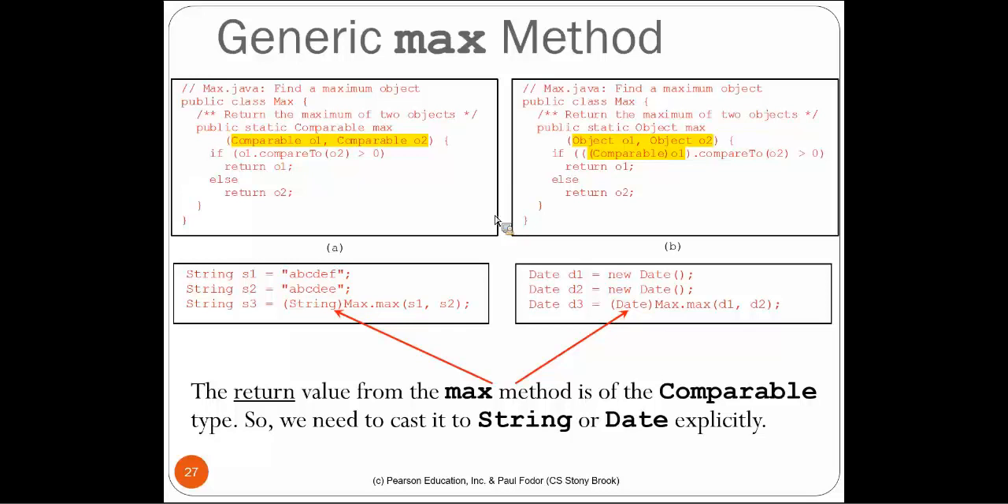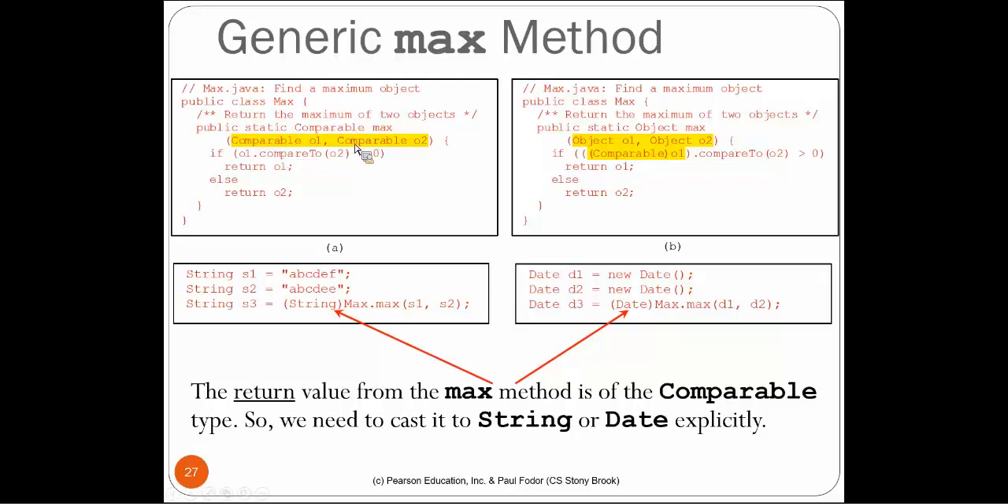So how can we use these Comparable objects? We can use the compareTo method to check which object is greater than another. So let's define a class Max that contains a public static method max that takes two Comparable objects and uses the compareTo method to compare the two objects. If we pass in strings or dates, this max method will take as inputs two Comparable objects, because both String and Date implement the Comparable interface. If o1.compareTo(o2) is greater than 0, then it returns o1, because o1 is bigger than o2. Otherwise, it returns o2.